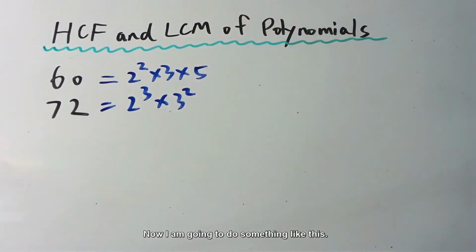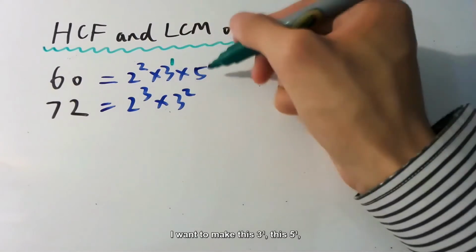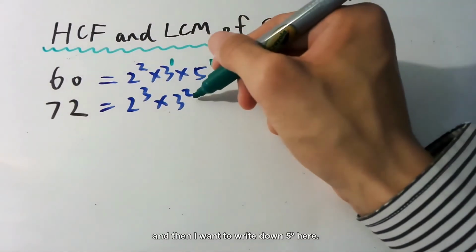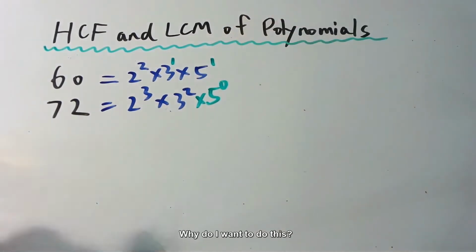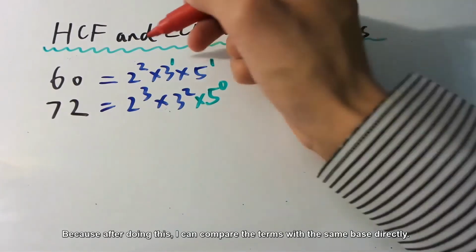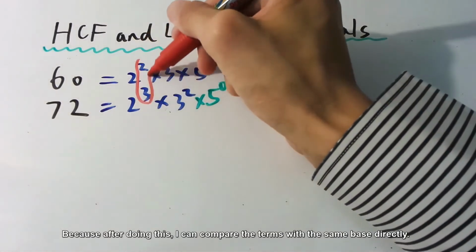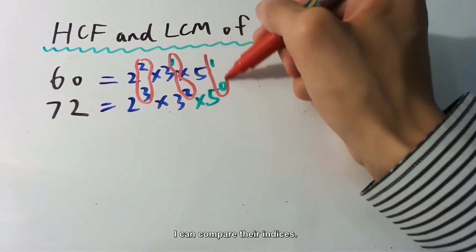And now I'm going to do something like this. I want to make this 3 to the power 1, this 5 to the power 1, and then I want to write down 5 to the power 0 here. Why do I want to do this? Because after doing this, I can compare the terms with the same base directly. I can compare their indices.